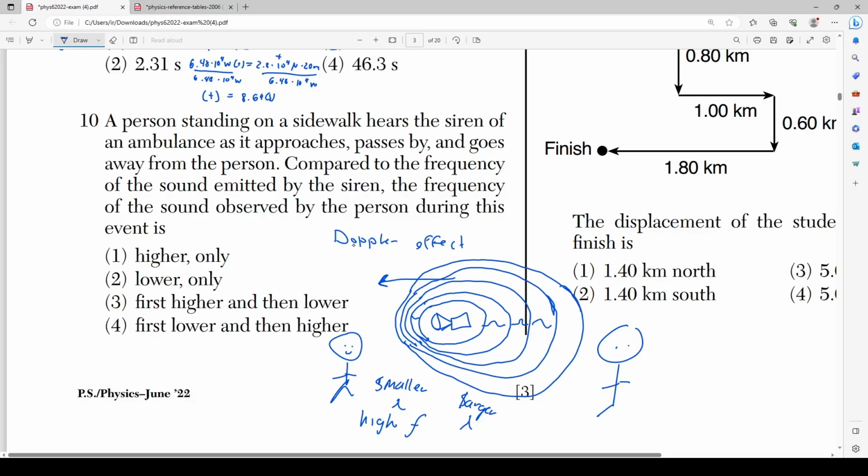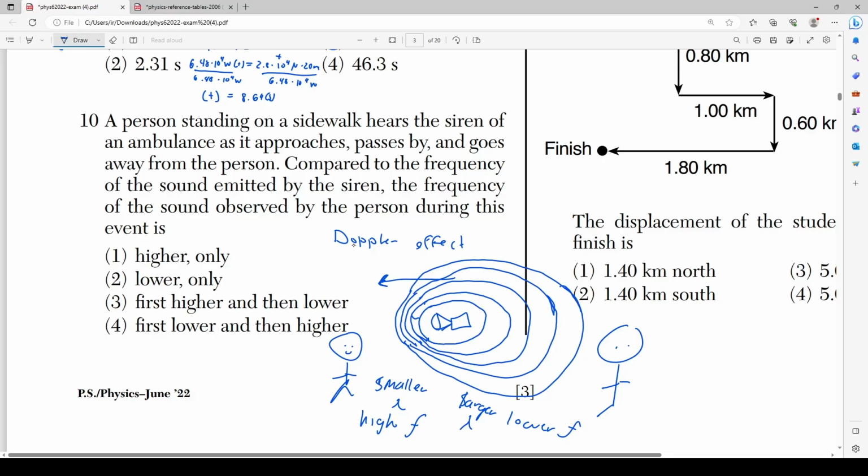But at the same time, because they have a higher lambda, they take more time to reach me, right? And because they're taking more time to reach me, and because they're more spread out, they're coming to me at a much lower frequency, and I'm hearing them at a lower frequency. So here is a lower frequency, and frequency is this little fancy f, right?